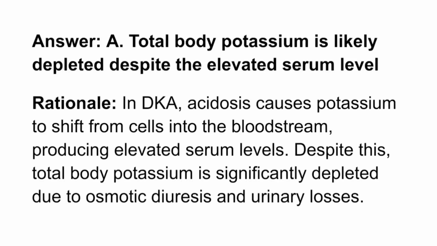Rationale: in DKA, acidosis causes potassium to shift from cells into the bloodstream, producing elevated serum levels. Despite this, total body potassium is significantly depleted due to osmotic diuresis and urinary losses.